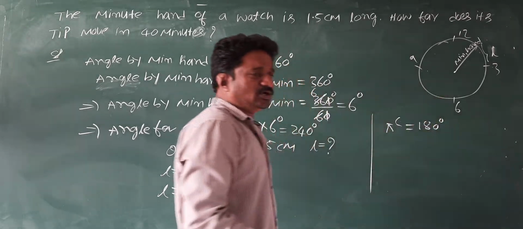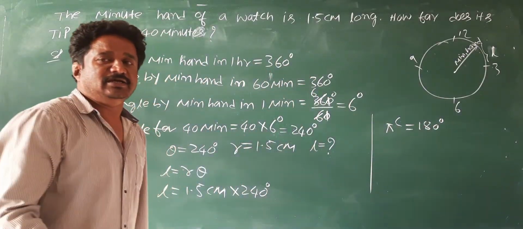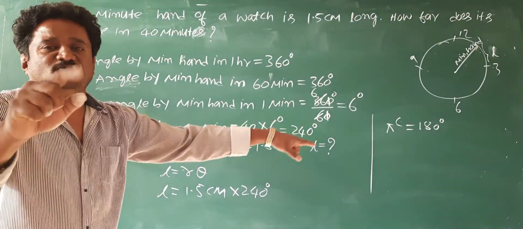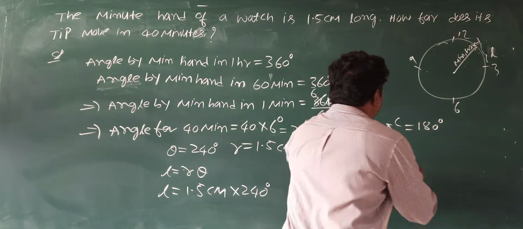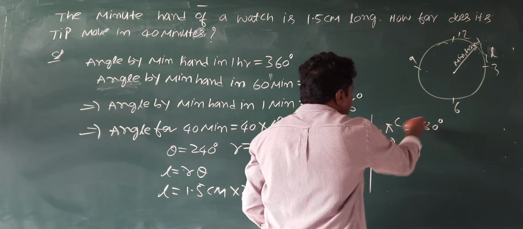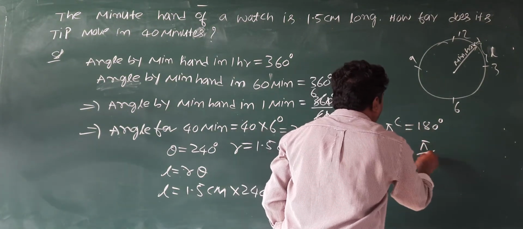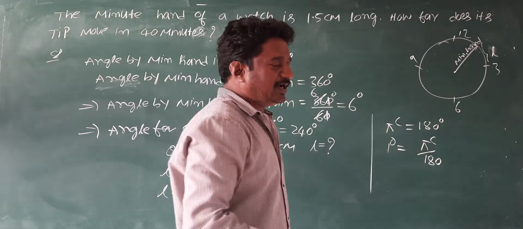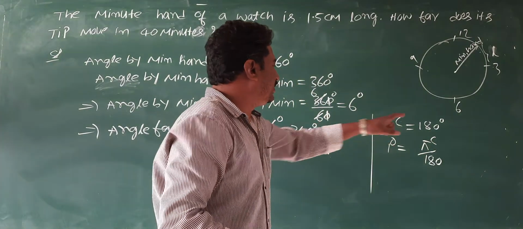Pi radians is equal to 180 degrees. We need to convert degrees into radians. Calculate 1 degree: 1 degree is equal to pi radians by 180, or pi by 180 radians.